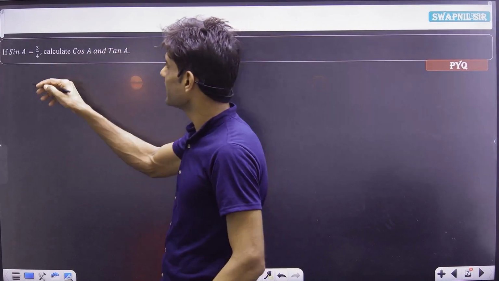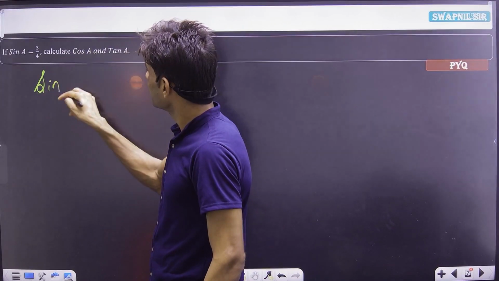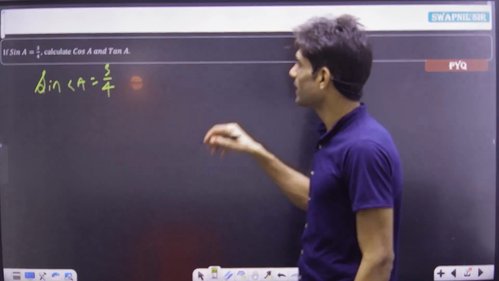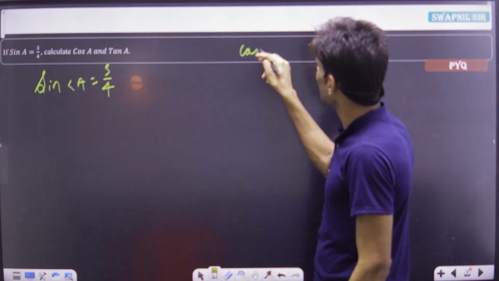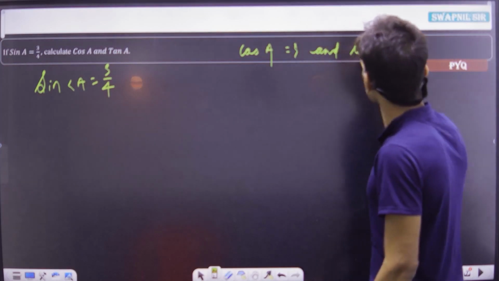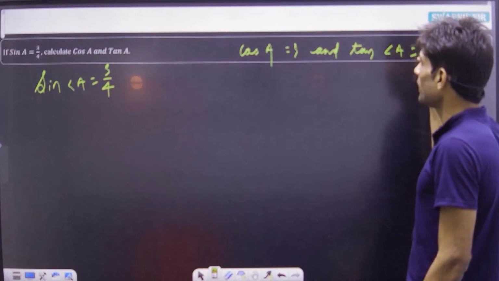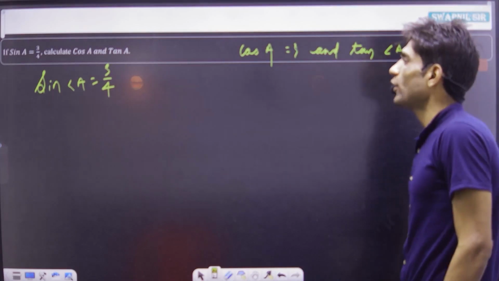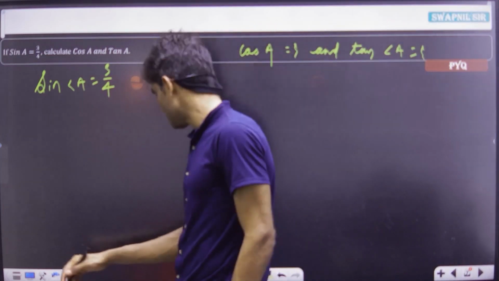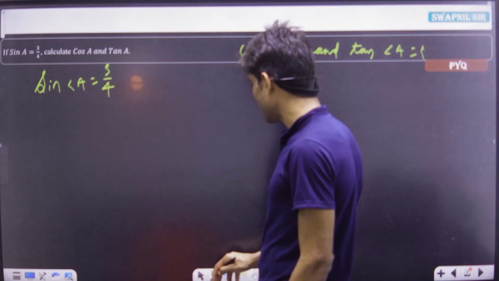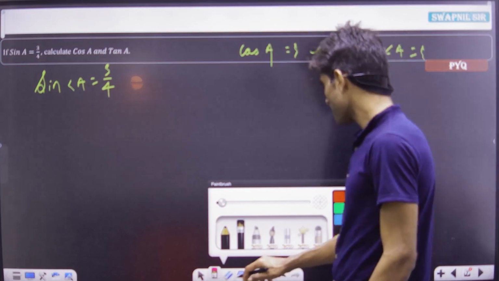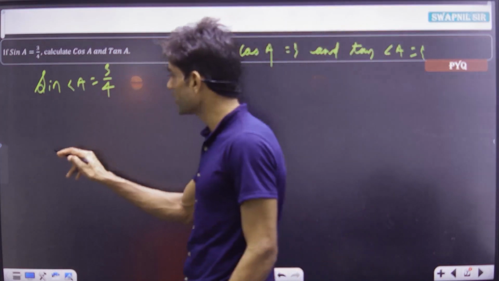In our next question, sine of angle A is given as 3 by 4, and we have to find the cos of angle A and tan of angle A. Sine of angle A is already given. Let me plot the figure first, so that you all can get the meaning about the angle. Let me define the triangle first.